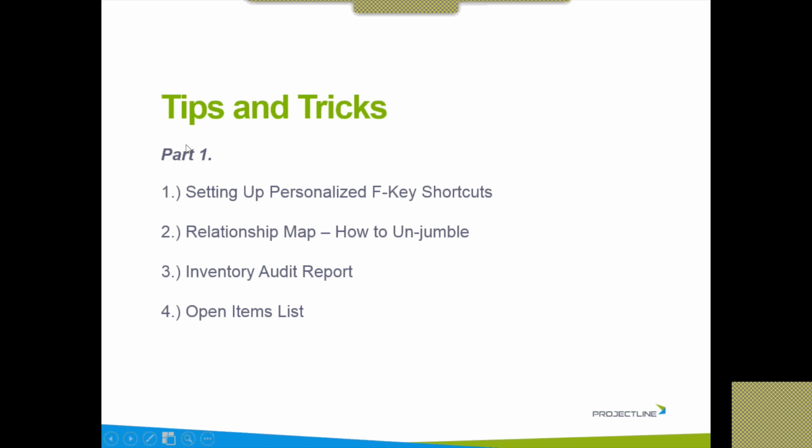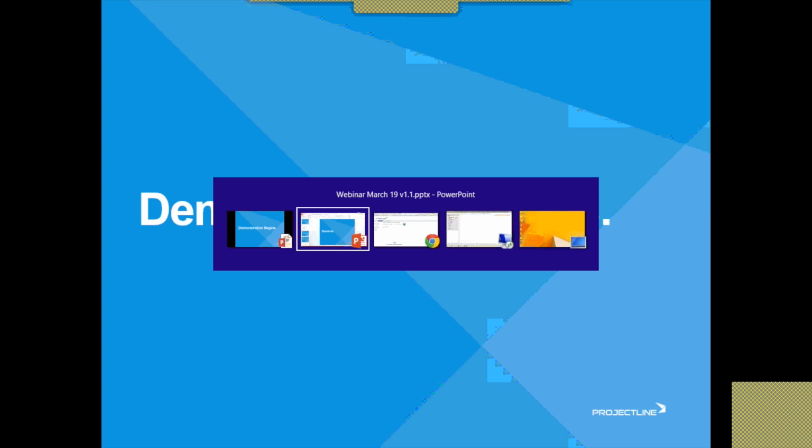Today's tips and tricks presentation is in 3 parts. We're going to talk about part 1, and it is in 4 parts. Let's get started and talk about setting up personalized F-key shortcuts first, then relationship map, inventory audit report after that, and lastly, open items list to conclude. Then we'll jump back to part 2, and we'll conclude with part 3. So let's begin with our demonstration.